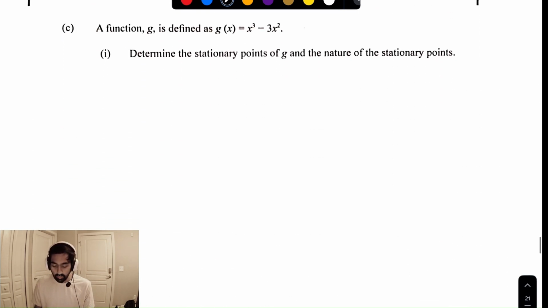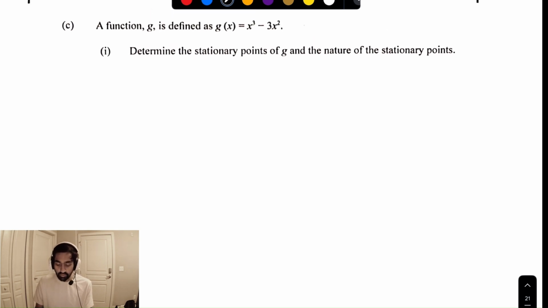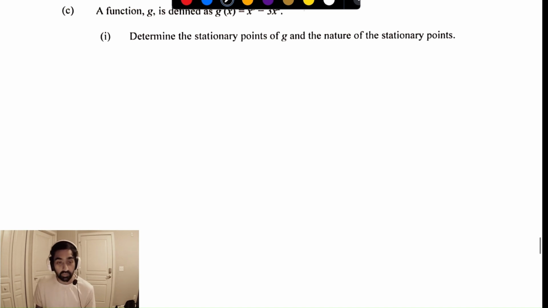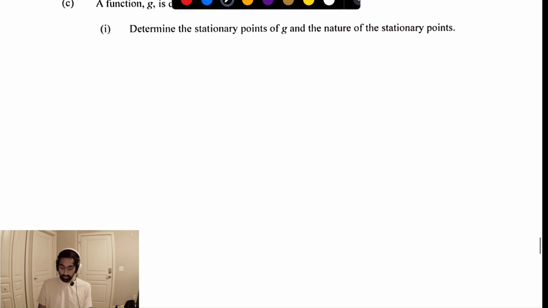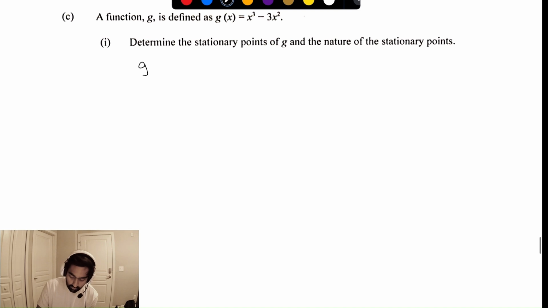Okay, next question. A function g is defined as g of x is equal to x cubed minus 3x squared. First thing they ask us to do is to find the stationary points of g and the nature of those stationary points. So the first step is we need to find what g prime of x is. If I do that, I get 3x squared minus 6x. This is the power rule. You bring the power down and then reduce the power by 1.